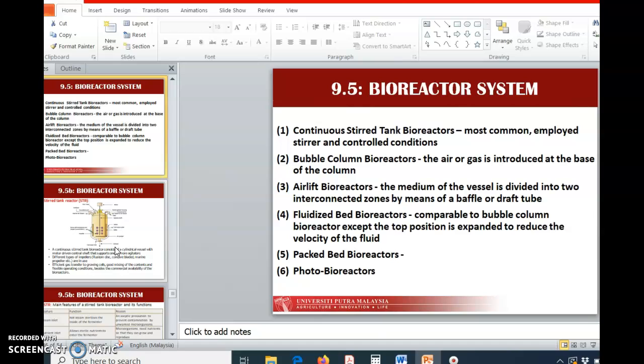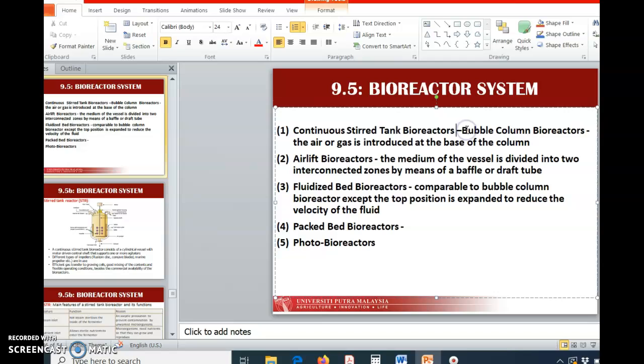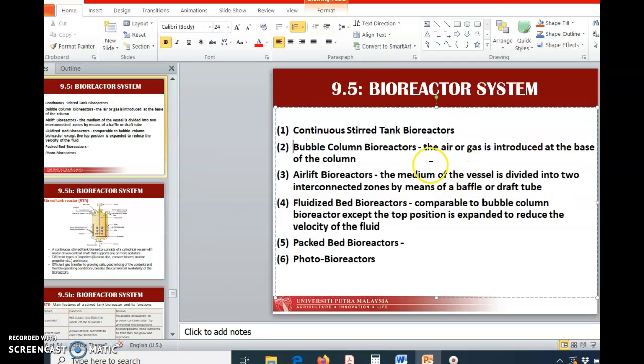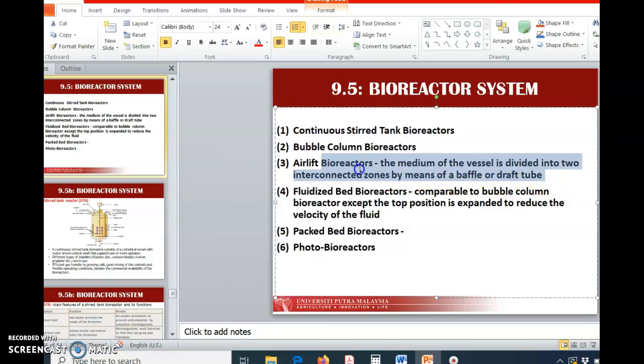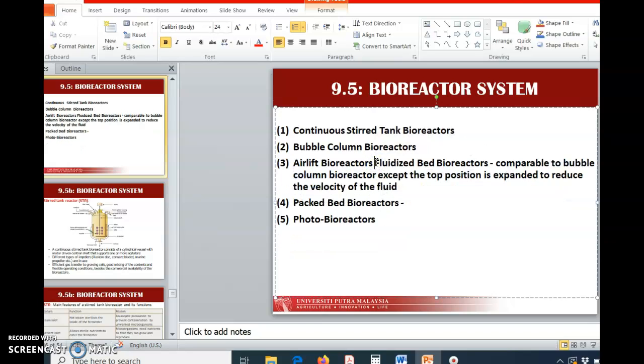Okay, now we are going to learn about the different bioreactor systems. Basically, different researchers have different ideas of what the kinds of bioreactor systems are, so I just take six of the major ones. Sorry, this is actually not complete yet. You can find this description in the next slide, so I will delete this one first.